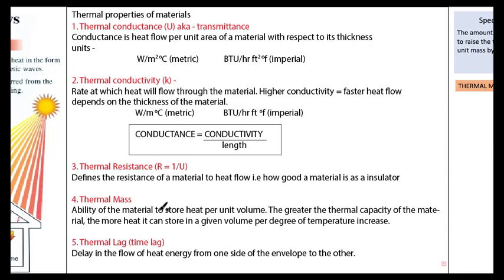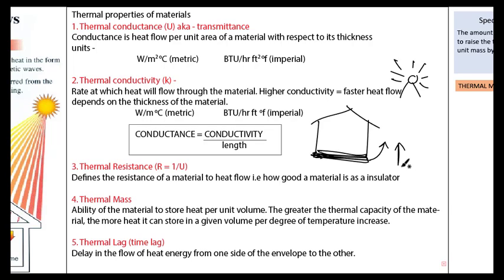Talking about thermal mass, it is the ability of a material to store heat per unit volume. To understand thermal mass, suppose I have a house, sorry for the bad sketch, which has a concrete floor, and it has a high thermal mass. And I live in a region with a hot and dry climate where the daytime temperatures are very high and the nighttime temperatures are very low, which means there is high diurnal variation. Diurnal variation is the difference between daytime temperature and nighttime temperature.